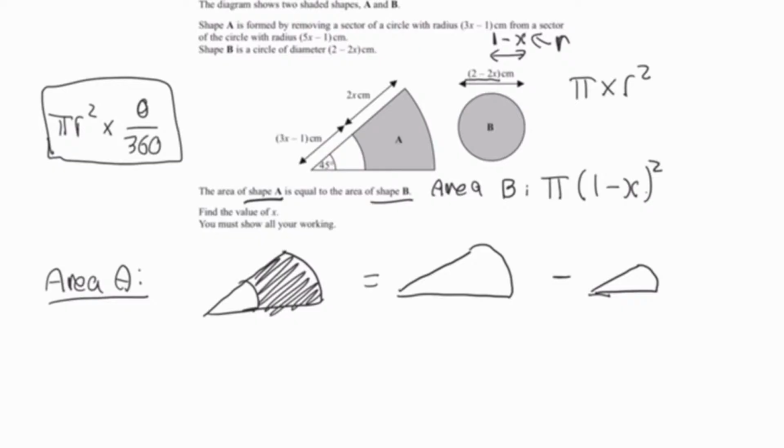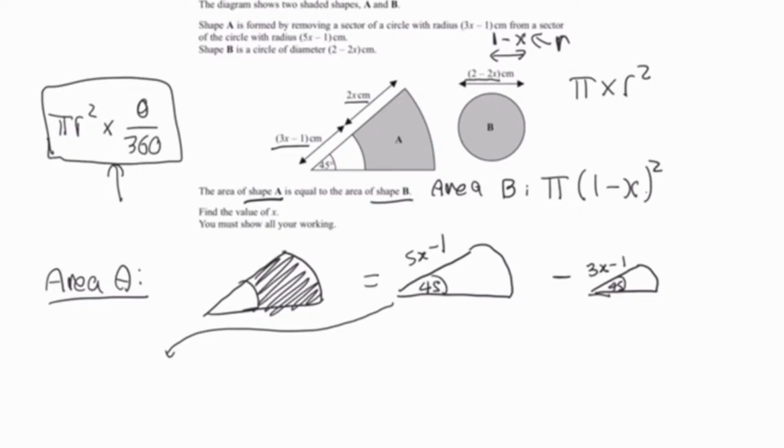Now, enough waffle. Let's look back at this question. What we're trying to do is find the area of A. What I said we're going to do is find the area of A by finding the large sector and taking away the small sector. The large sector has a radius of, notice we just add those 2 up, 5x minus 1, and the small sector has a radius of 3x minus 1. Both of them have 45 degrees. I've just written 45, hopefully that's readable. Now we're just going to sub this into our formula.